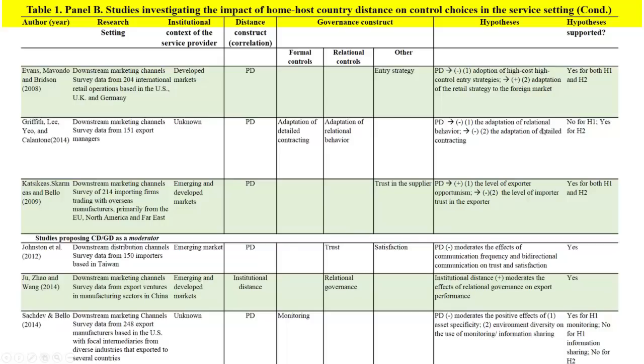And they didn't even find a positive relationship for the H1 of relational behavior. They found support for their H2 looking at detailed contracting. Okay, and we go right down to the bottom and look at Sachev and Bellow where they looked at monitoring. So again, there's another study that ours is maybe close to, but they looked at cultural distance and geographical distance as a moderator, not as a direct driver of control. So we need to be careful here as well.